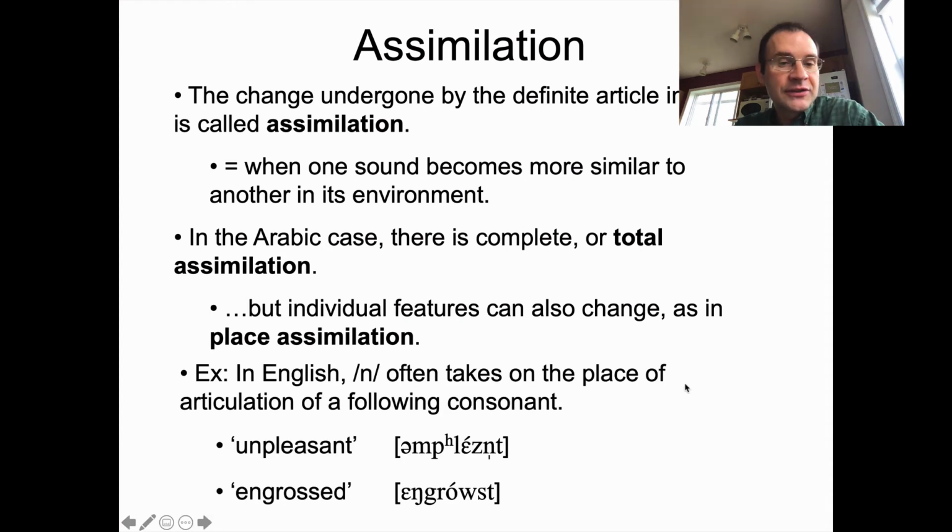So in English, for instance, we get place assimilation for the consonant N, which in formal or casual speech can take on the place of articulation of a following consonant. And this is kind of subtle. There's more formal ways to do this that we've seen before, like with in and inaccurate going to ill and illegible, or ir and irregular.